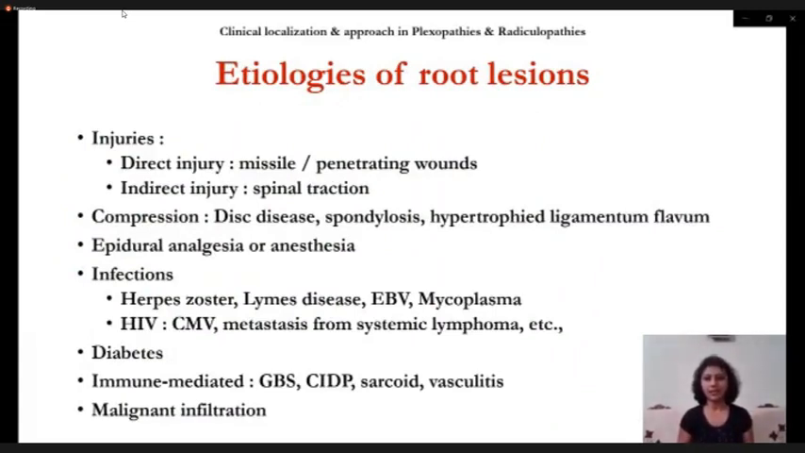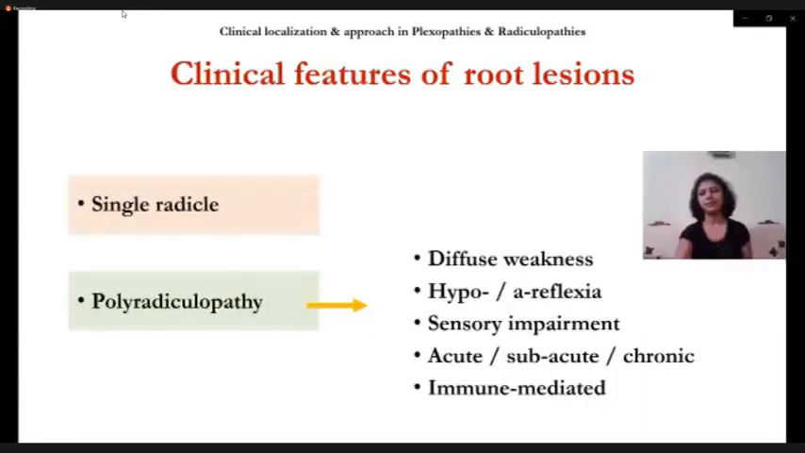Coming to some of the common etiologies that affect the roots, some of them affect single roots or a group of roots, while there are other diseases that affect the roots diffusely. And therefore, we have the monoradiculopathies and the polyradiculopathies. Polyradiculopathies give rise to diffuse weakness, hyporeflexia or areflexia, and they have an acute, subacute or a chronic course depending upon the interval between the onset of neurological illness to the attainment of peak neurological deficits. Most of them are immune mediated and they share several common features with the polyneuropathies that I think has been covered in the previous session.